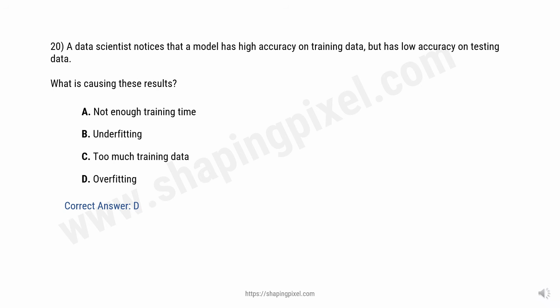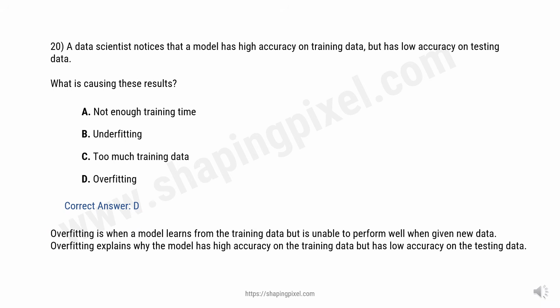And the correct answer is Option D. Overfitting. Overfitting is when a model learns from the training data but is unable to perform well when given new data. Overfitting explains why the model has high accuracy on the training data but has low accuracy on the testing data.